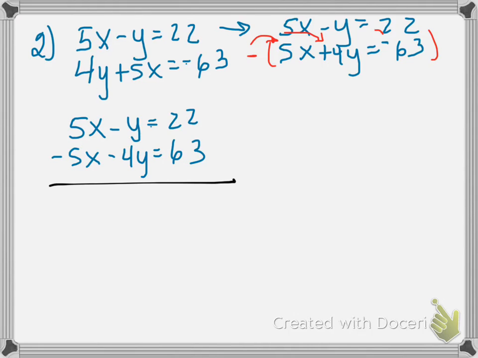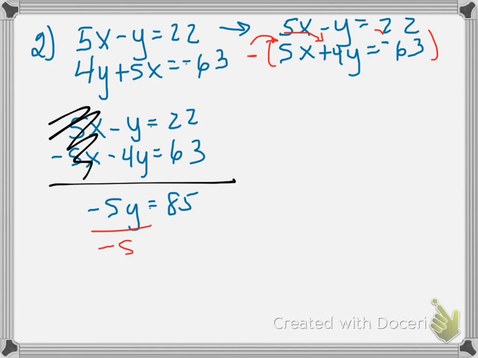Alright, so now I have my zero pair, and that's my x's. So now I'm going to do the math. Negative y and a negative 4y is a negative 5y. 22 plus 63 is 85. I'm going to divide both sides by negative 5. Then my y is going to equal a negative 17.